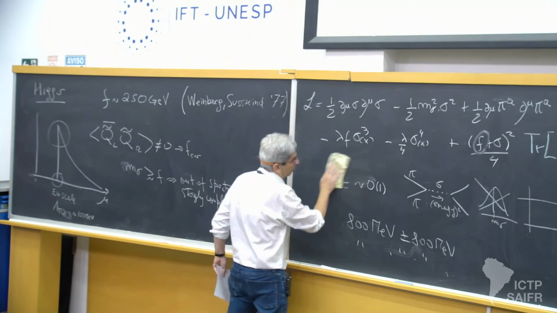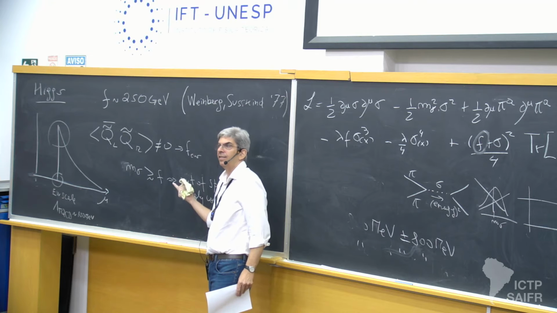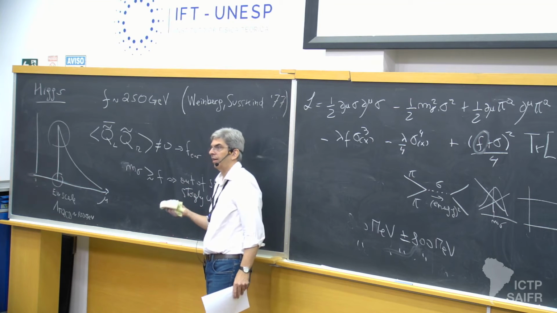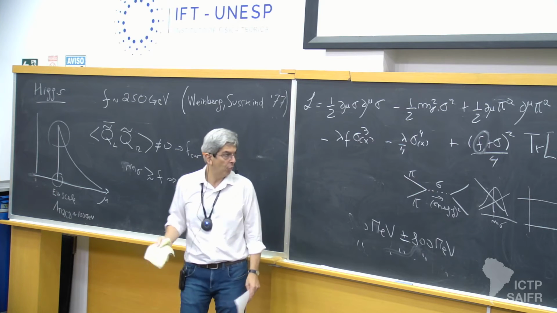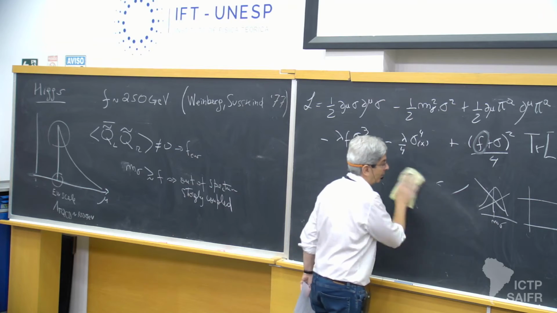So now we know too much. We know that the coupling is not of order 1, it's 0.13, that the Higgs is 125 GeV, is narrow, is weakly coupled. Everything's wrong with this, okay? So what do we do to try to use the same picture? Because otherwise I wasted your time.